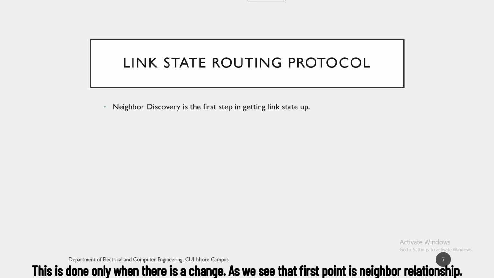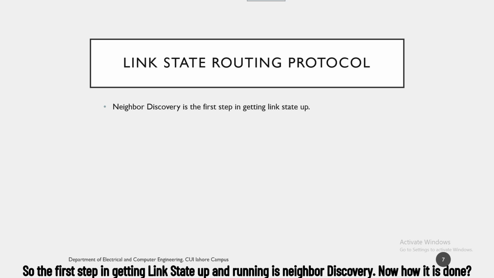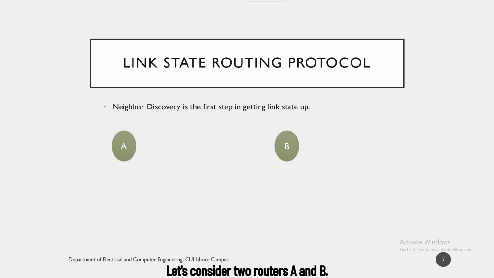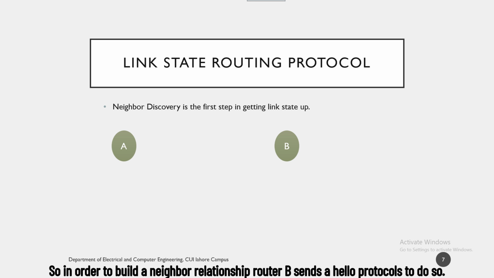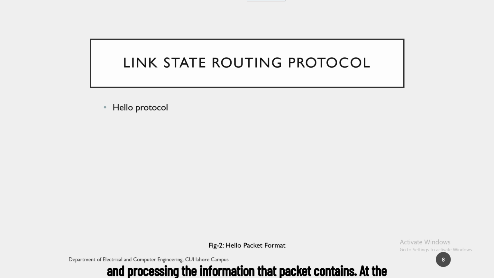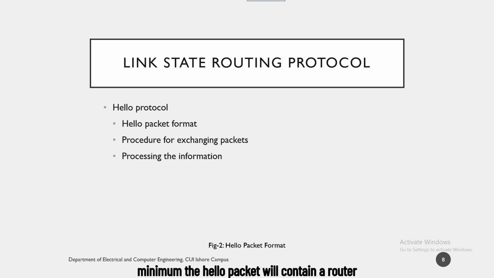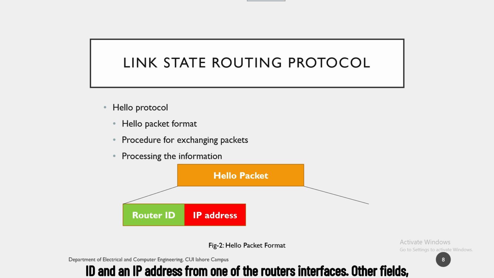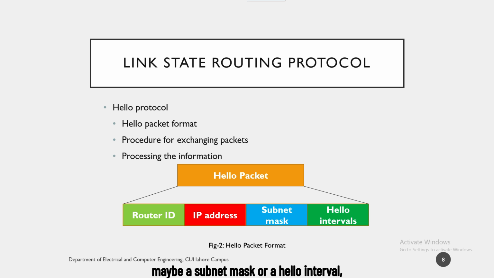As we see, the first point is neighbor relationship, so the first step in getting link state up and running is neighbor discovery. Now how is it done? Let's consider two routers A and B. They are potential neighbors. So in order to build a neighbor relationship, router B sends a hello protocol to do so. It will define a hello packet format and a procedure for exchanging the packets and processing the information that the packet contains. At a minimum, the hello packet will contain a router ID and an IP address from one of the router's interfaces. Other fields may be a subnet mask or a hello interval, which is a specified maximum period the router will wait to hear a hello before declaring the neighbor dead.